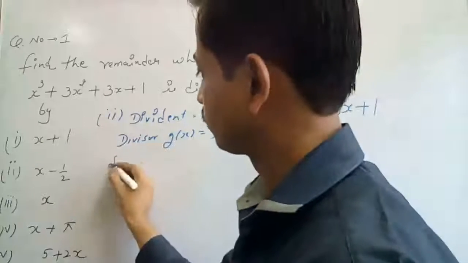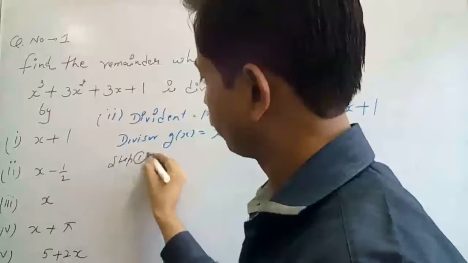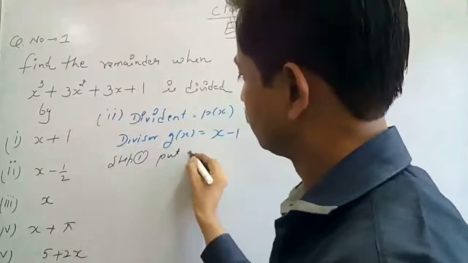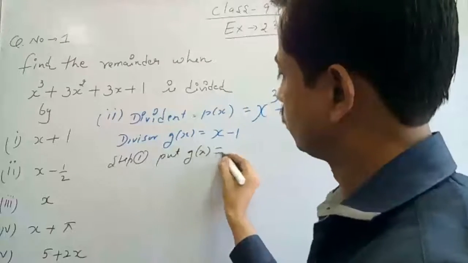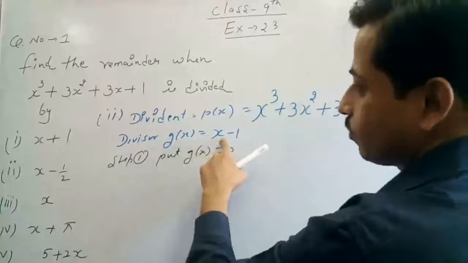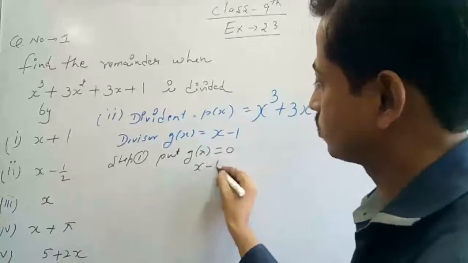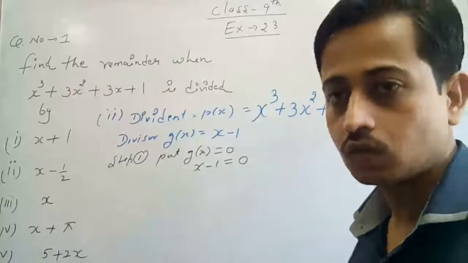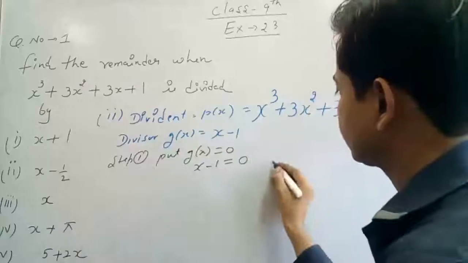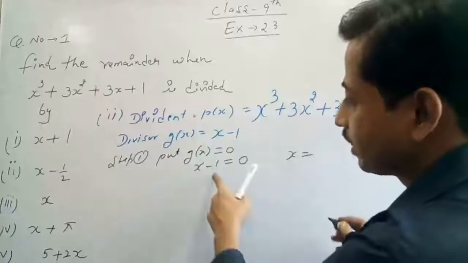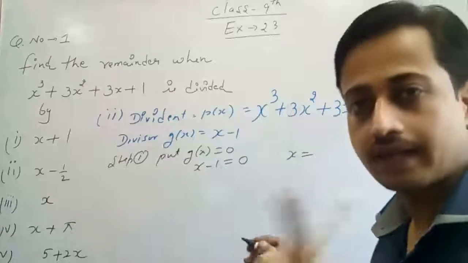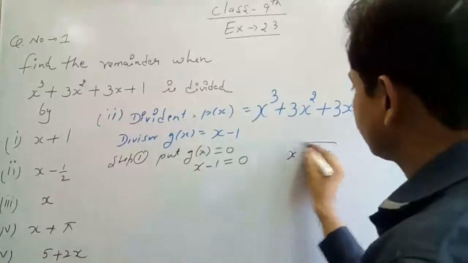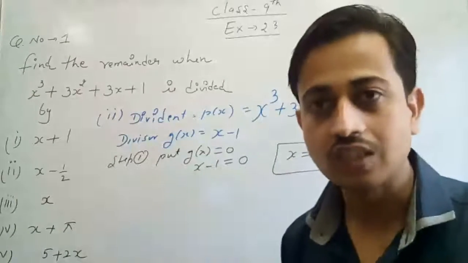Step 1, put g of x is equal to 0. What is g of x? x minus 1. x minus 1 is equal to 0. If we solve this, we get x is equal to minus 1. We have to take it on the right hand side. So that's why we get x is equal to 1.